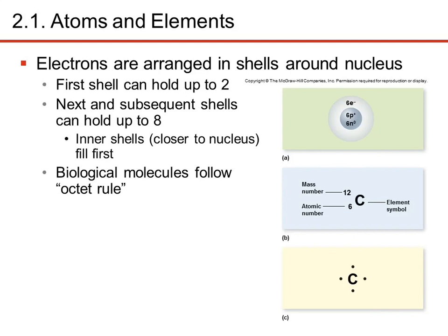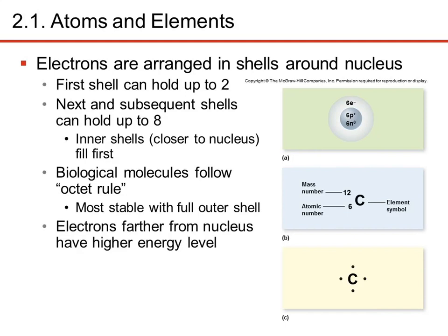If the outer shell is full, it's going to have 8 electrons in it. And most atoms like to have their outer shell full, and they try to have their outer shell full. They're more stable when the outer shell is full, but naturally some of them persist without that outer shell being full, and that tends to make them more reactive. It tends to make them want to react with other atoms so that they can fill that outer shell by sharing electrons. One thing you need to know about electrons, they're constantly moving.